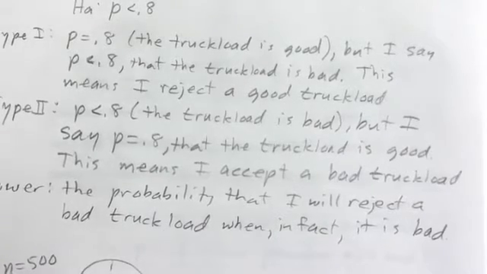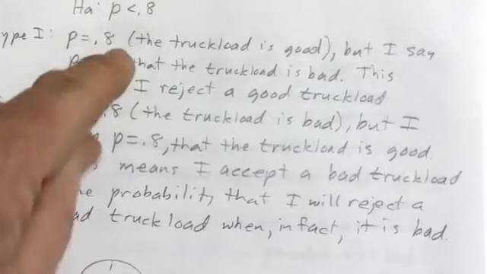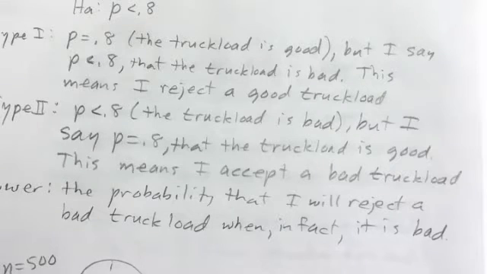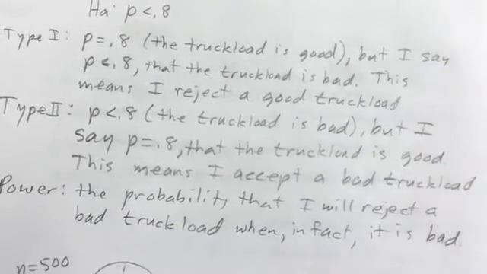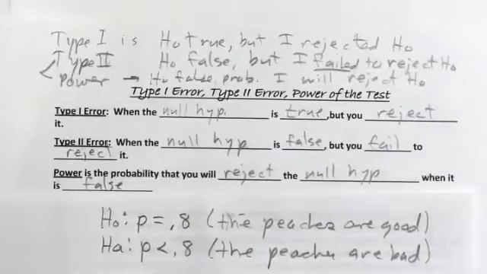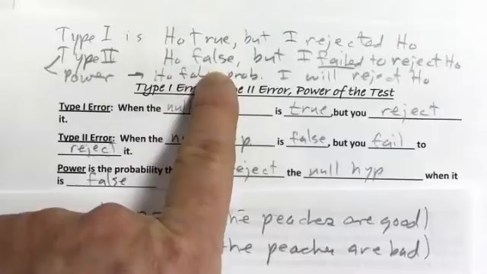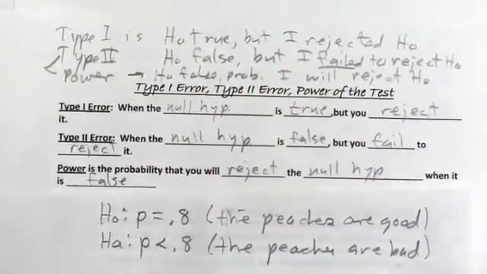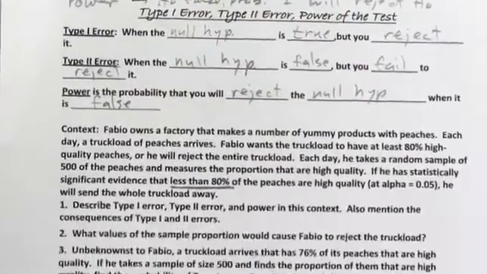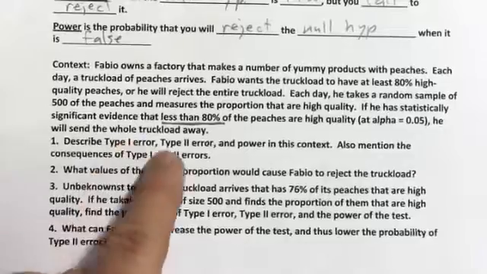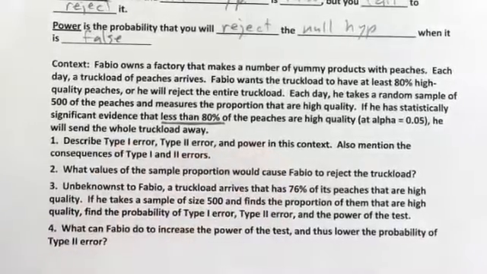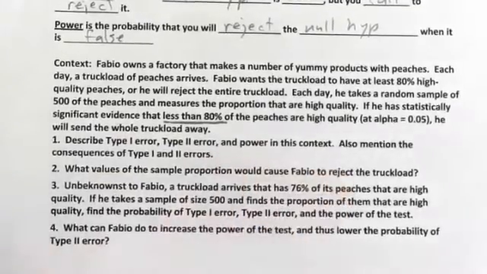Okay, this sort of logic is asked about a lot. The calculation we're about to do isn't asked about that much, but this logic with type 1 and type 2 error is asked about a lot. I encourage you to write it out every time like this, so you won't get your logic mixed up. So that is type 1 and type 2 error, the power of the test, and their consequences.